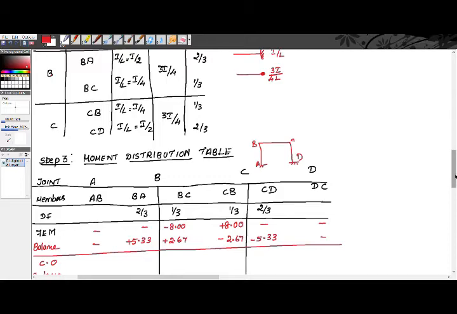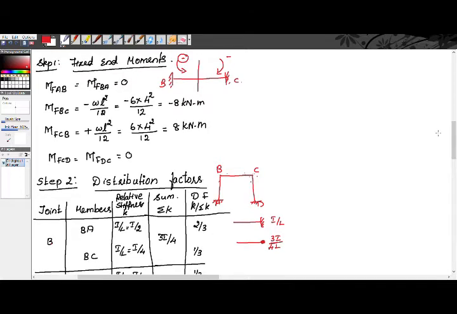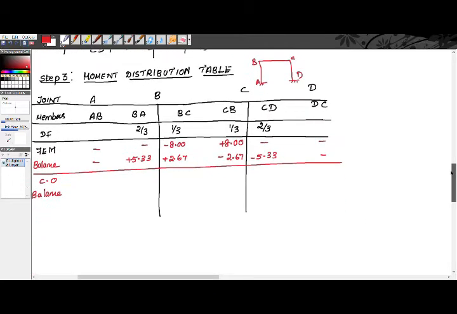Now we will write the fixed end moments, which we have calculated in our first step. So it is 0, 0, minus 8, plus 8, 0, 0. Now, we do not have any simple support or hinged support. So, we will go for balance.